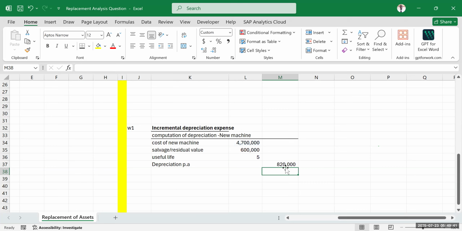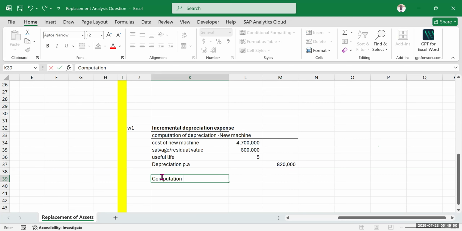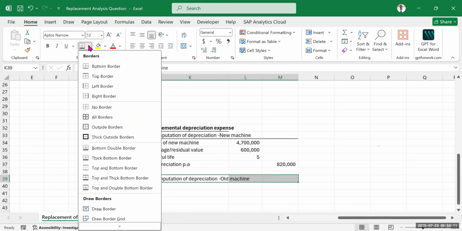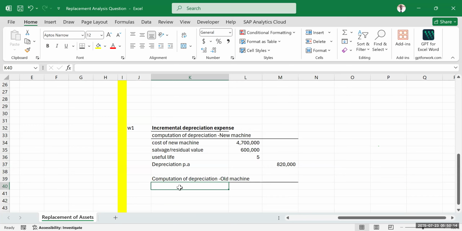After computing depreciation on that new machine, we also don't forget we have an old fellow. This old fellow, we want to throw it off, but we need to also ask ourselves if it is going to save us cost, money, or the old machine is still viable. So let's compute depreciation on the old machine. As we compute the depreciation on that old machine, we follow the same format. So how much cost of the old machine are we using? Cost of old machine.